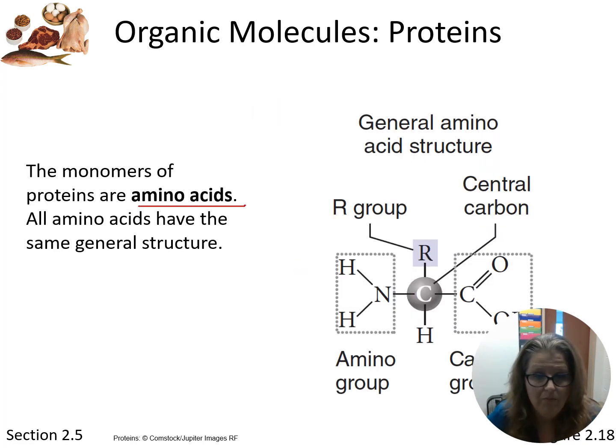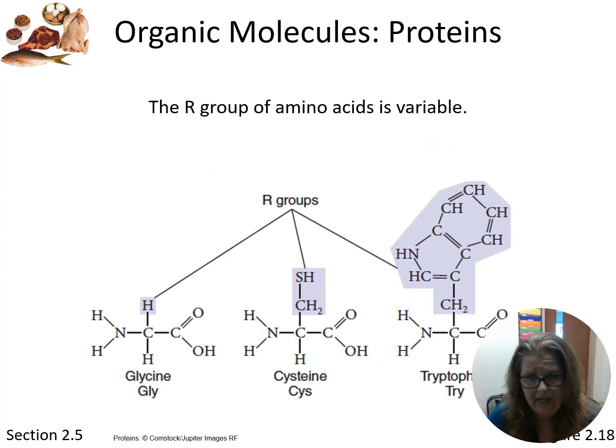Amino acids are the monomers of proteins. All amino acids have the same general structure. So you can see the structure here. I'm not too worried about knowing the base structure, but definitely know that the monomer of a protein is amino acid. We're going to get more into these when we get to protein synthesis, so I don't want to get super detailed into it now. So the R group is what really changes. The other basic parts are the same.